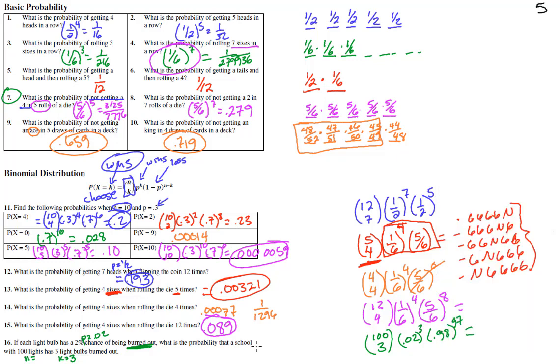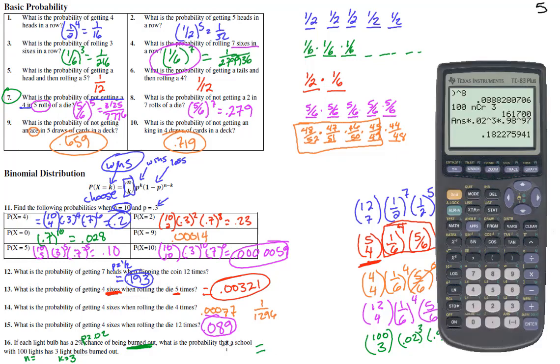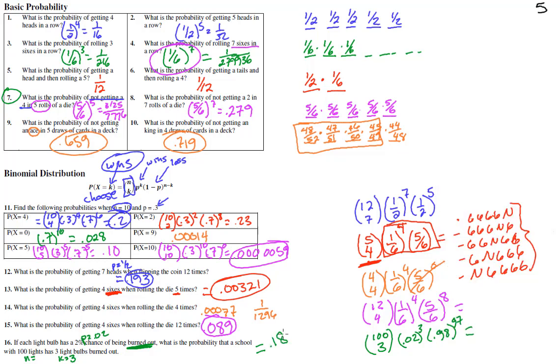Oh, so on any given day, there is roughly a 0.182, so 18.2% chance that they would have 3 burned out light bulbs in a day. Kind of fascinating. All right, there you go for basic probability.